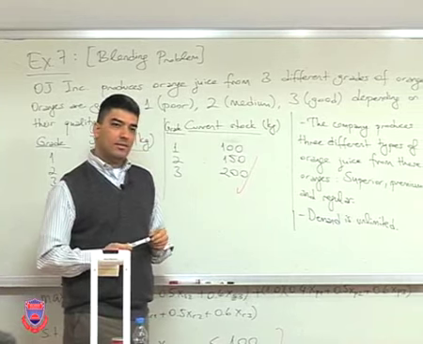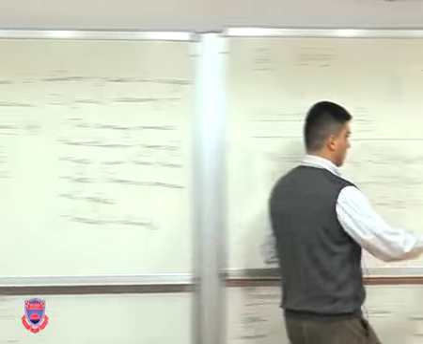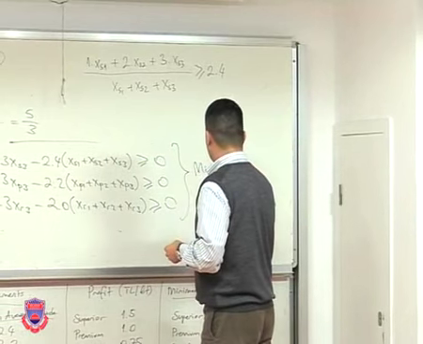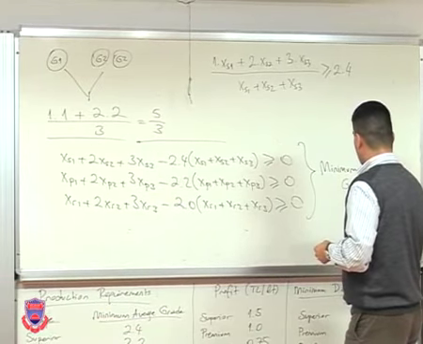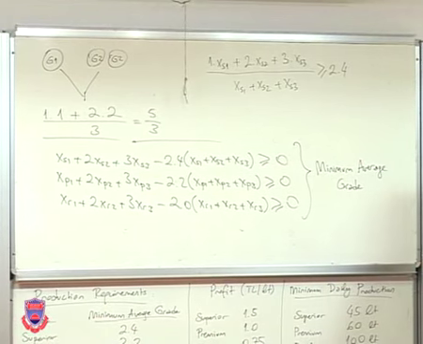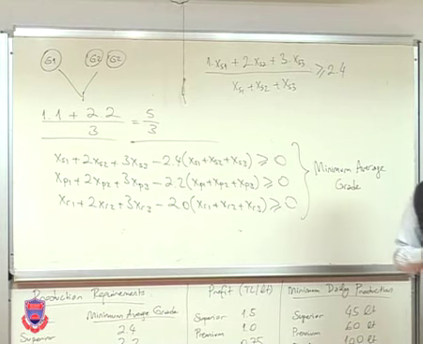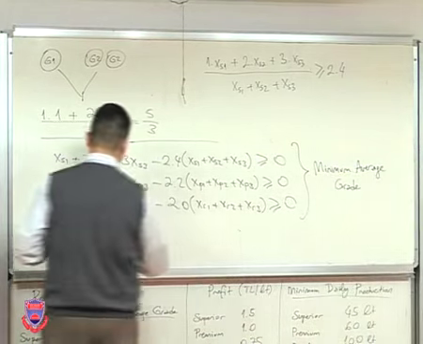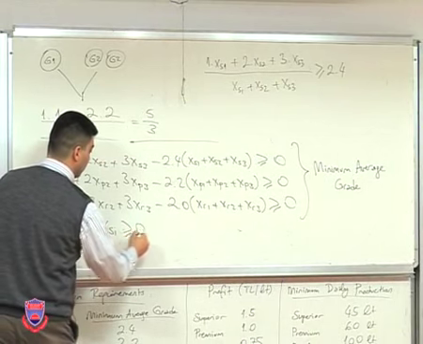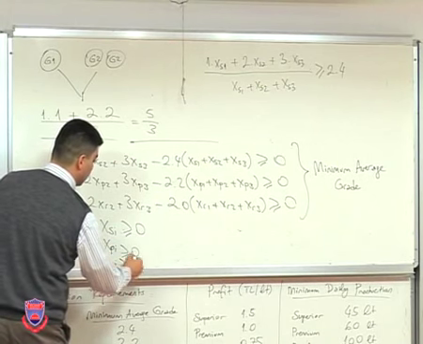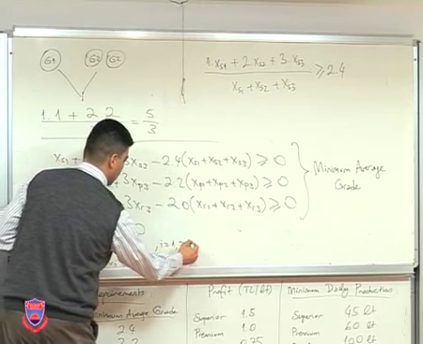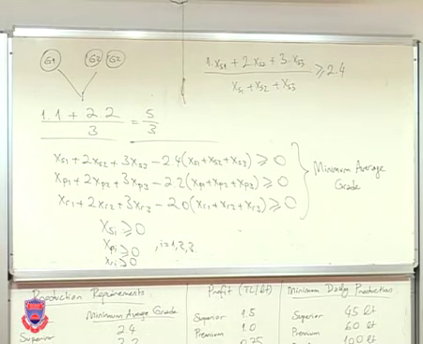Do I need anything else? Any other constraints on my variables? Non-negativity. Never ever forget about non-negativity. So xsi is greater than or equal to 0, xri is greater than or equal to 0, and xpi is greater than or equal to 0. Basically, if I can solve this problem, then I'm going to be able to solve the original problem. Yes?